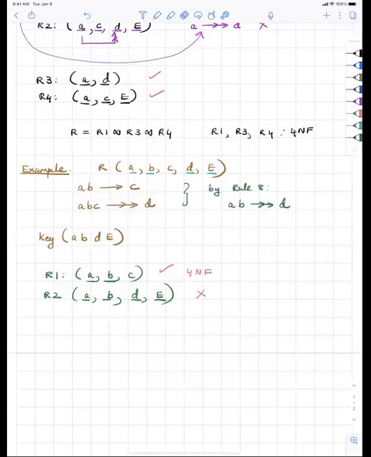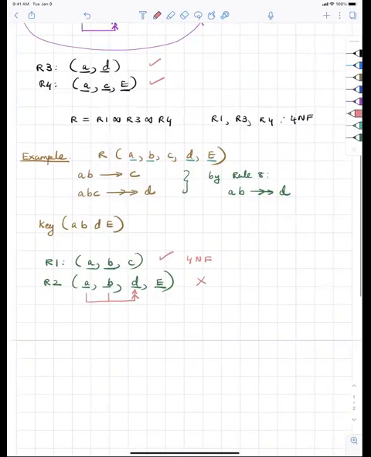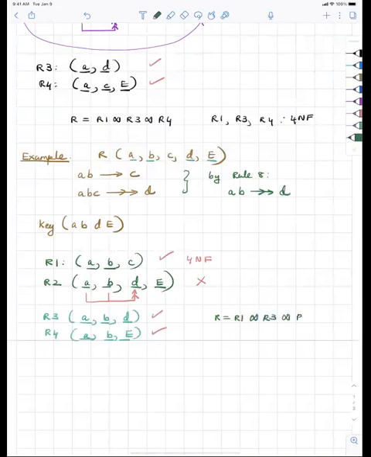So I'll just put no, because we have A and B multi-value determines D, and it's a non-trivial multi-value dependency. So we have to divide this table further. So we have R3 and R4. So now all these are in fourth normal form. So we have R is equal to R1, R3, and R4, and all of those are in fourth normal form.